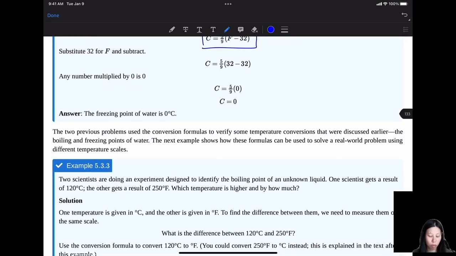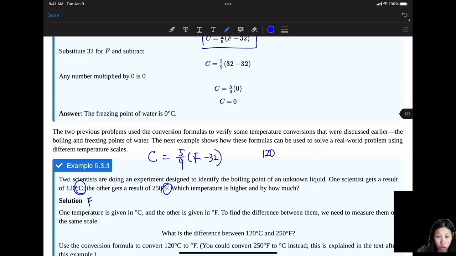Here's another example. Two scientists are doing an experiment designed to identify the boiling point of an unknown liquid. One scientist gets a result of 120 Celsius, the other gets a result of 215 Fahrenheit. Which temperature is higher and by how much? Look, these two are in different units. So the first step, when you compare them, is to convert them into the same unit. Given the formula, Celsius equals 5/9 times Fahrenheit minus 32, which one would I like to convert? Let's convert everything to Fahrenheit. You can convert them both to Celsius or both to Fahrenheit, whatever you feel like.